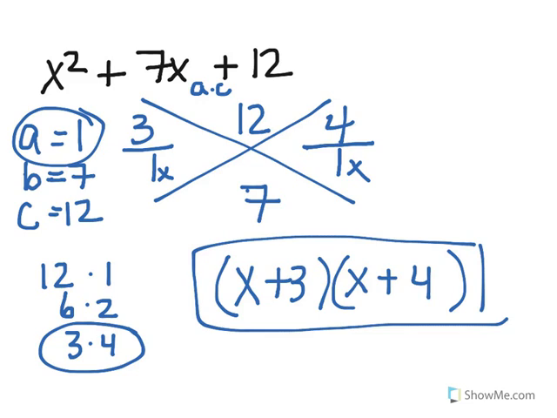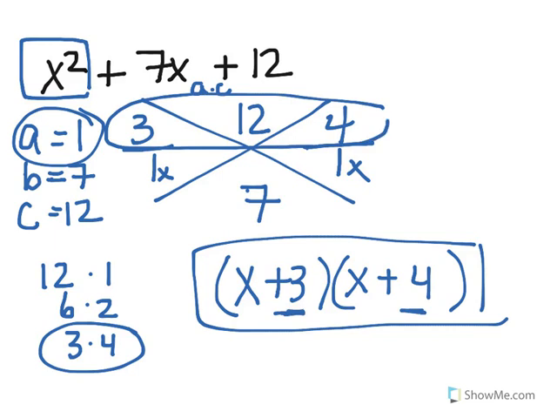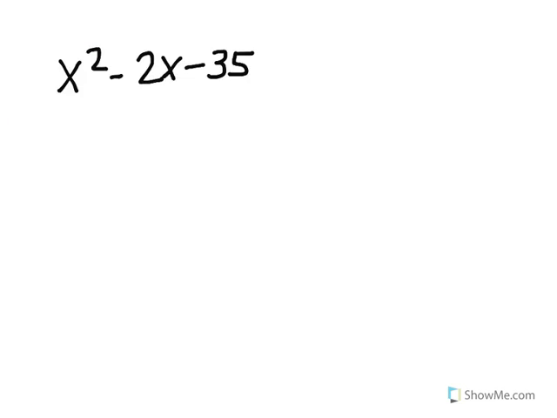Now I want you to notice that when a is 1, when x squared is by itself, these factors always end up being the same as what you have right there. Now that's not always going to be the case when we factor trinomials, but when a is 1, that's what's always going to happen. Let's try one more.